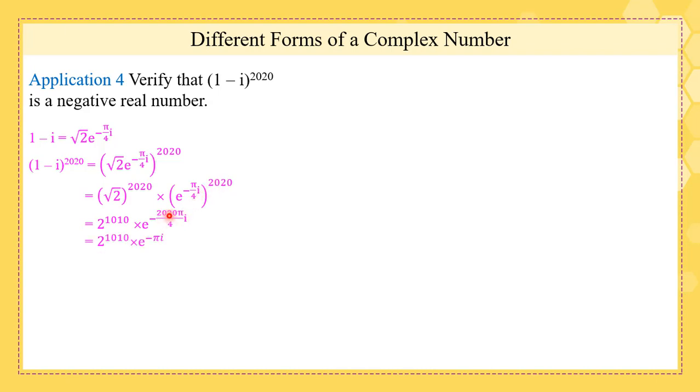And in fact, 2020 over 4 is 505 pi. So this is an odd number of pi's. We remove all the even parts to get pi, and e to the power minus pi i is -1, and this is what we get, which is a negative real number.